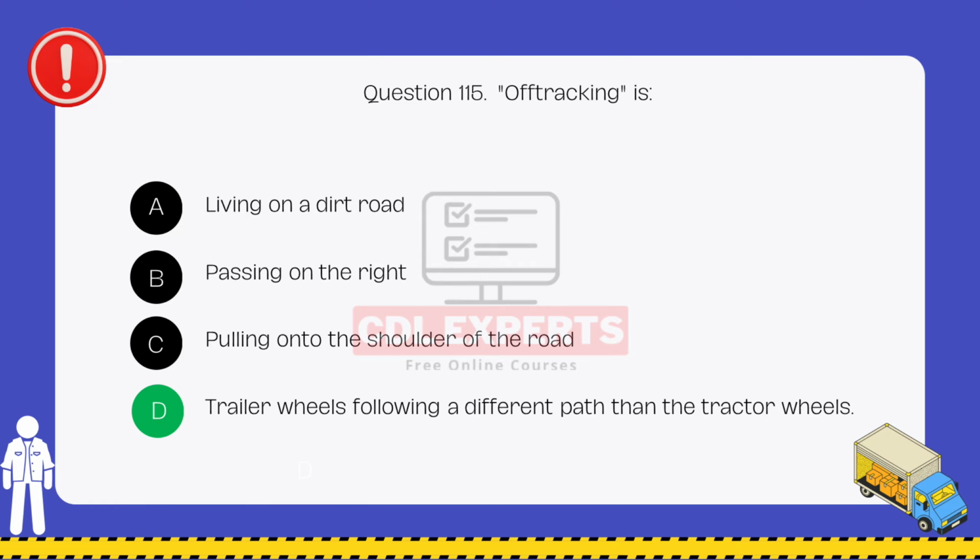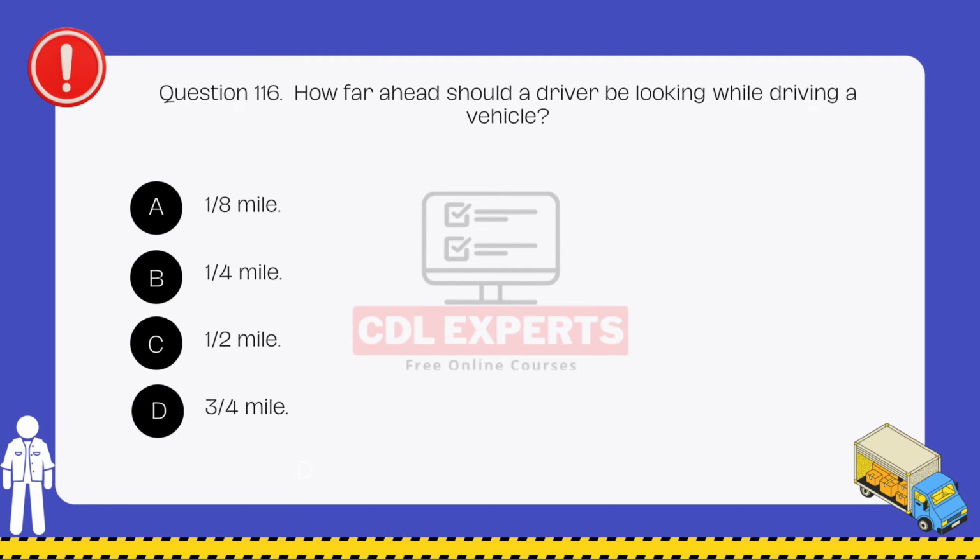The correct option is D. How far ahead should a driver be looking while driving a vehicle? 1/8 miles, 1/4 miles, 1/2 miles, 3/4 miles.